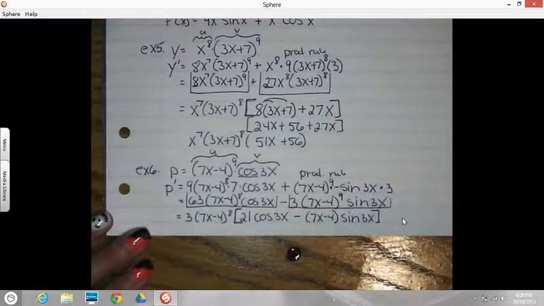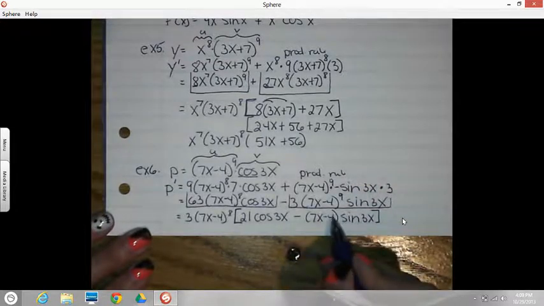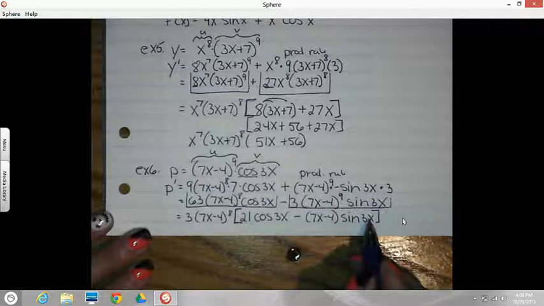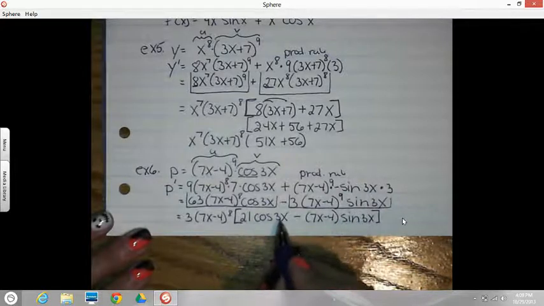And it makes absolutely no sense to distribute this in here because nothing in here is going to combine with each other. These two terms are going to have sines. If you've got a cosine, it is going to be the same.